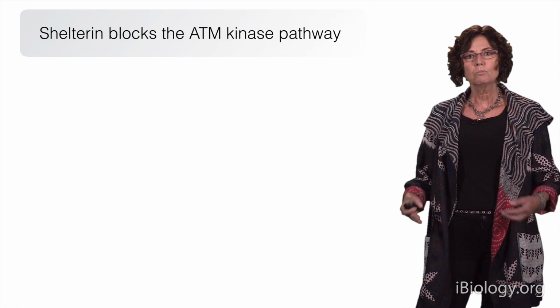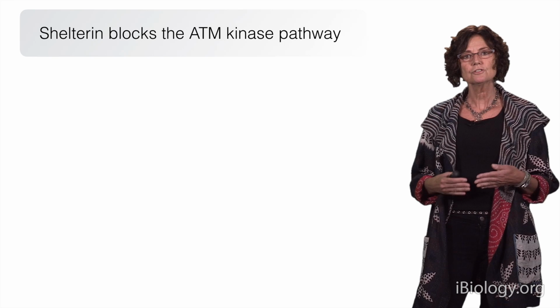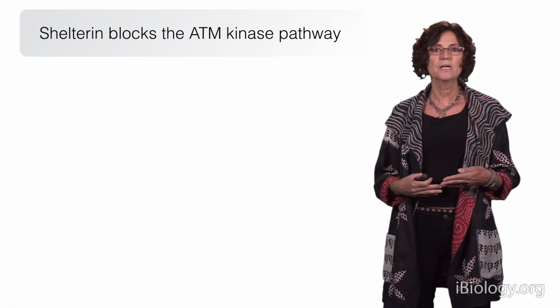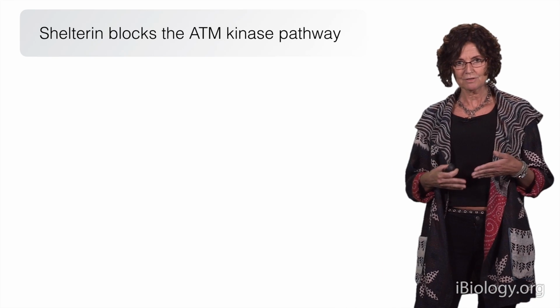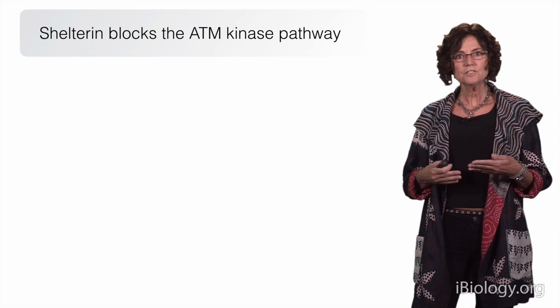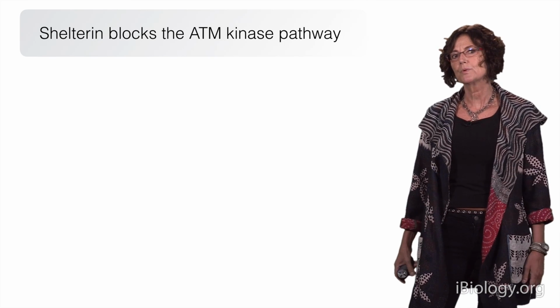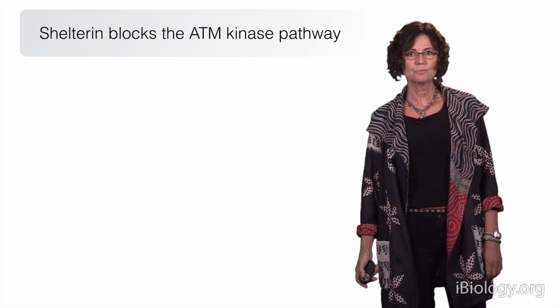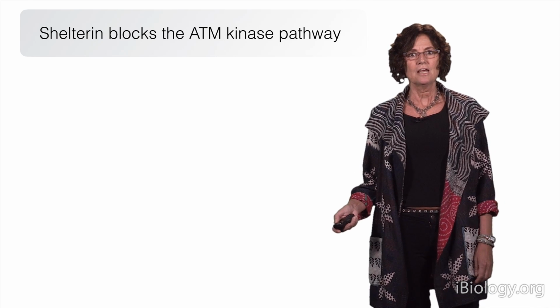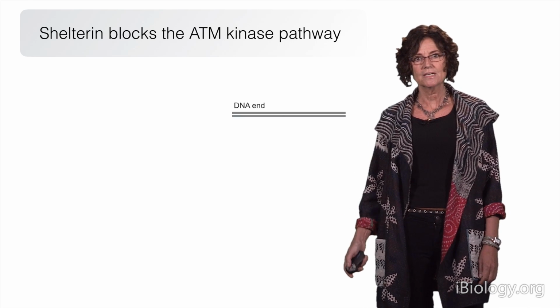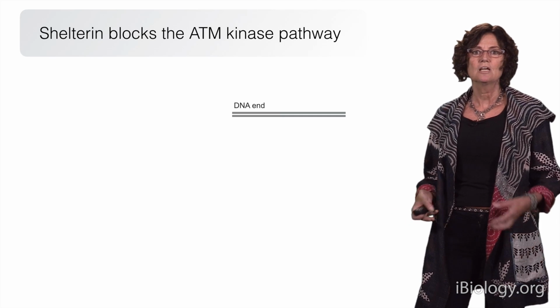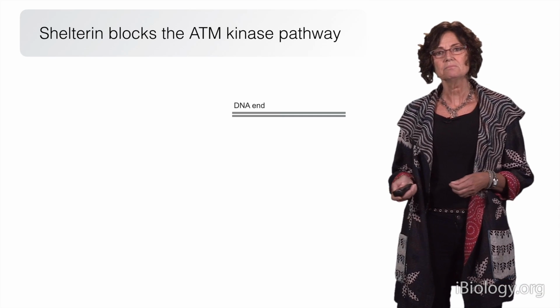So Shelterin blocks these two major signal transducing pathways that respond to double-stranded breaks. It has to block the ATM kinase pathway and the ATR kinase pathway. So how does this happen? So the ATM kinase pathway is activated by DNA ends.